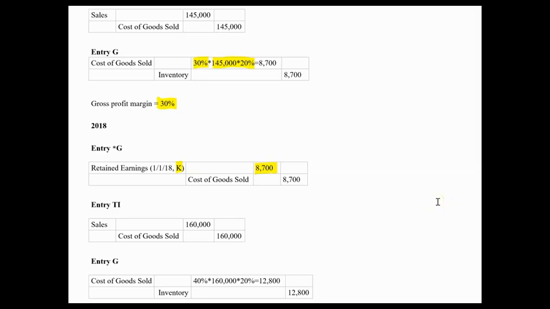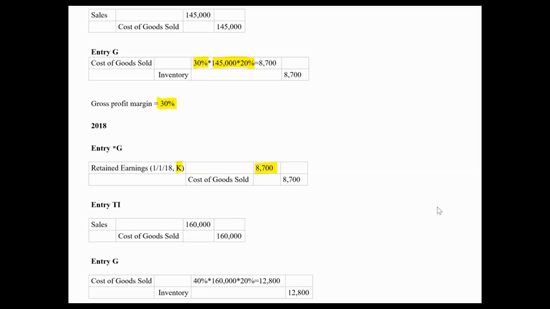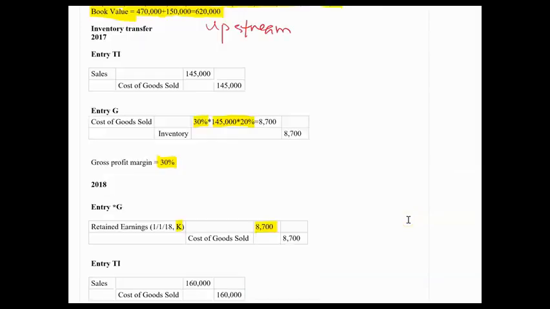And then we have entry G at the end of 2018 to defer 2018's unsold inventory to the following period, defer the profit in those unsold inventories. So in 2018, the gross profit margin is 40%, and 20% of the inventory not sold out. So that gives us $12,800. That's the amount of the profit we will defer to the following period. Alright, so those are the entries related to the intra-entity transfer of inventory.